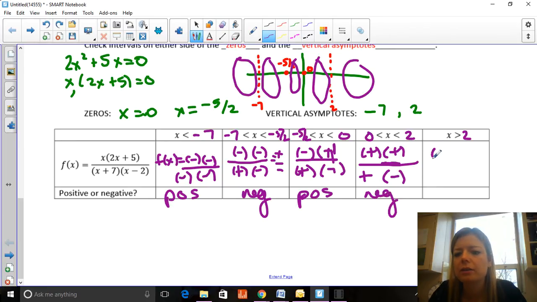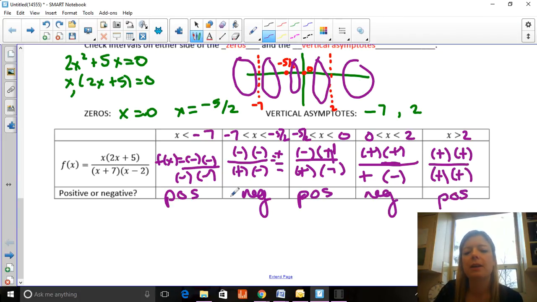And then greater than 2, all 4 of these factors are positive. Hopefully that makes sense to you. So that interval is positive. So in this example, it goes positive, negative, positive, negative, positive. So you might say, well, if the first one is positive, Mrs. Weeds, can't I just follow the pattern? No, rational expressions are not that predictable. So you actually have to go through and test all of the intervals.